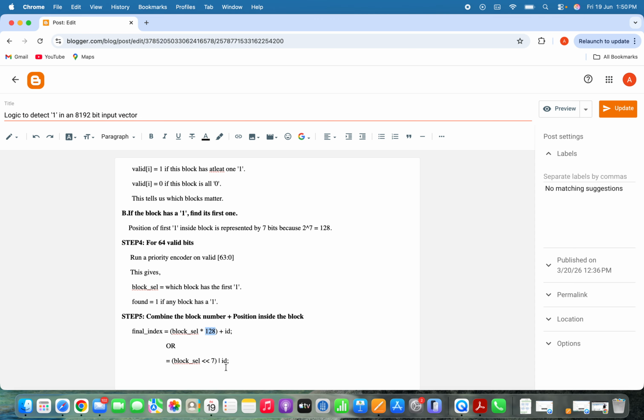This operation efficiently places the block number in the upper bits and the local position in the lower 7 bits. As a result, the final index width becomes 6 plus 7, which is 13 bits, exactly the number of bits required to represent any position in an 8192-bit vector. This approach significantly reduces complexity and improves scalability for very large input sizes.